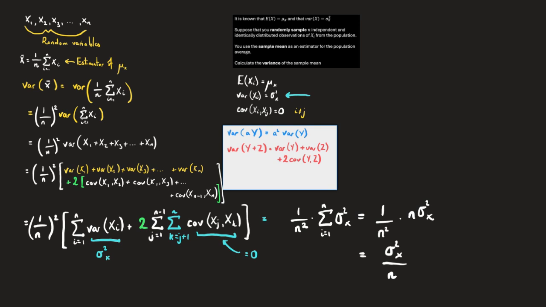If the observations weren't independent, then the covariance would be non-zero, and the formula for that variance would be much more complicated.